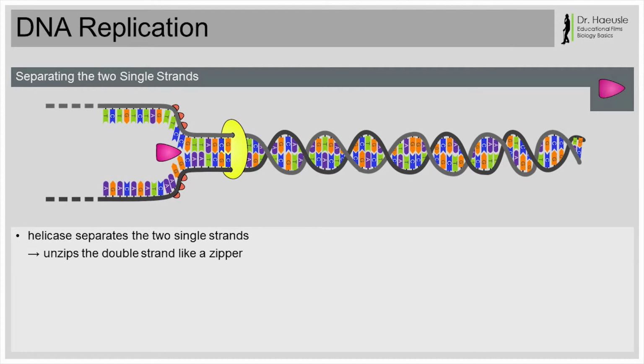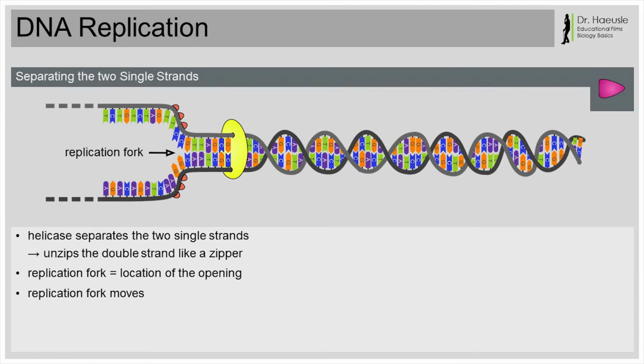The next step is also done by the helicase. While it rotates the double strand, it disconnects the two strands at the same time. The double strand is opened just like a zipper. This creates the replication fork. The replication fork is the location of the opening of the double strand. The further the helicase opens the double strand, the further the replication fork moves. In our sketch, the replication fork moves to the right.